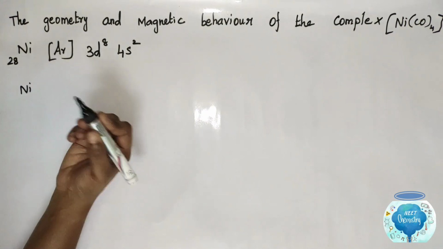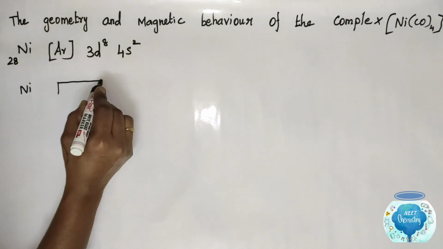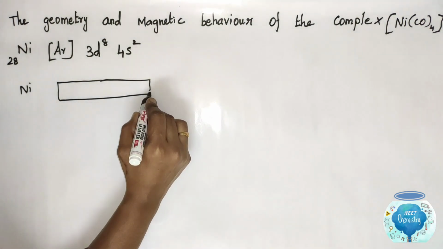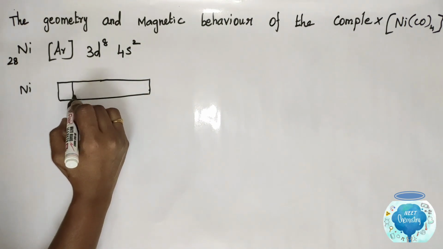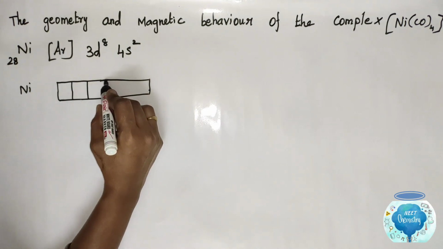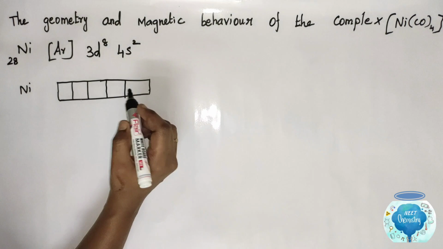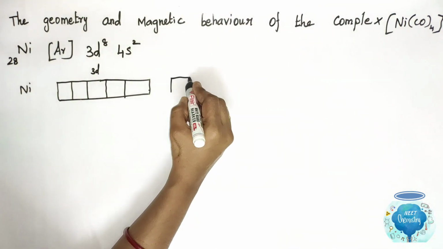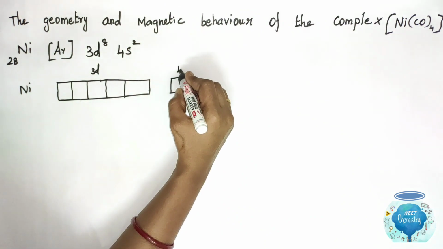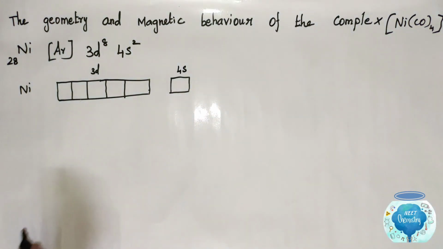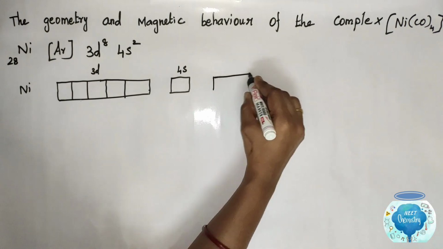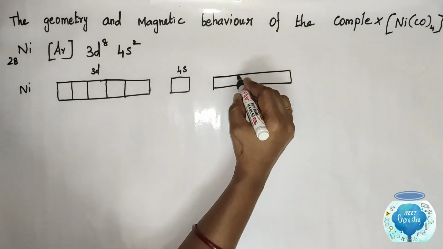First we draw the shell diagram for this nickel complex. This contains the 3d shell. The d orbital has 5 orientations. This is 3d. Then the 4s orbital, which has only one orientation. For support, we draw the 4p orbital.